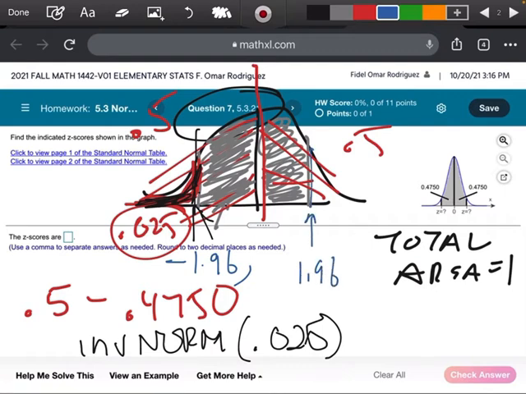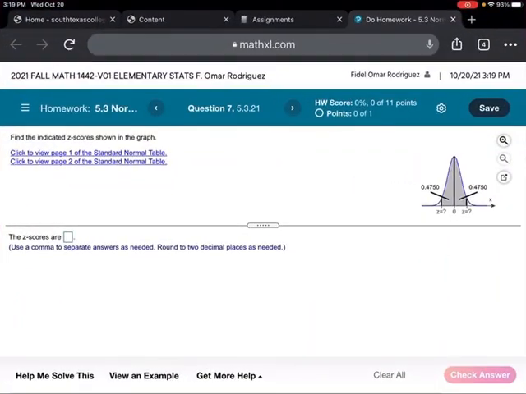It's going to be the same number over here because these graphs are symmetric. This is like my mirror. Whatever I see on this side, I'm going to see on that side, except one's going to be negative, one's going to be positive, right? So the two numbers I'm looking for are negative 1.96 and positive 1.96.